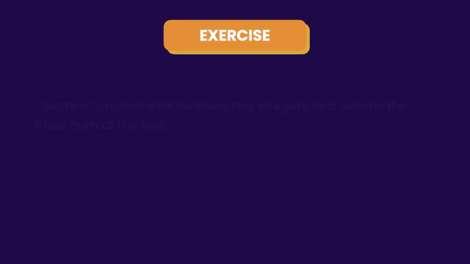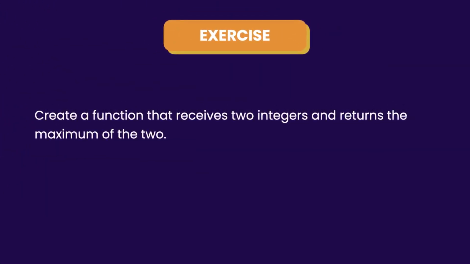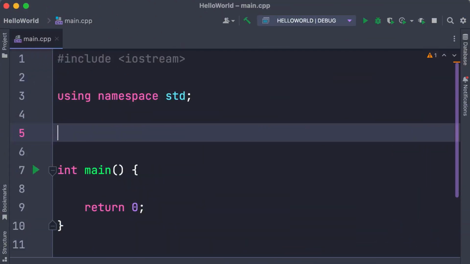Now here's your exercise. I want you to create a function that receives two integers and returns the maximum of the two. Call that function and then print the result. It's super easy. You can knock it out in a couple of minutes. All right, we're going to define a function that returns an integer called max with two parameters, first and last, or second, that's better.